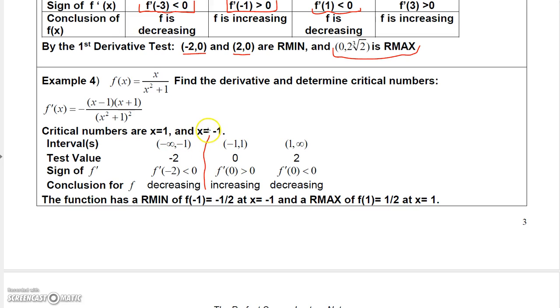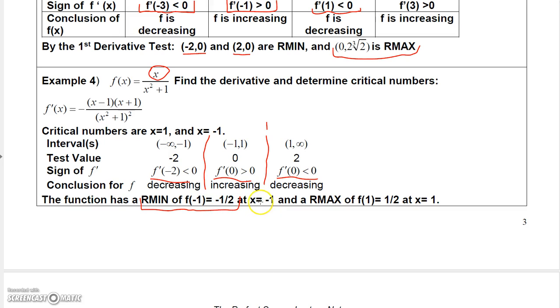So this line represents -1, and this line represents +1, and so to the left of -1, the derivative is negative. Just to the right of -1, the derivative is positive, and just to the right of +1, the derivative is negative. So let's look at -1. At -1, the derivative is negative to the left, positive to the right, so we must get a relative minimum. And the minimum is whatever f of -1 is. And so just plug -1 in here, and you get negative 1 over 2, which is negative 1/2.